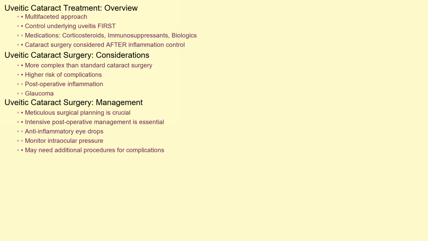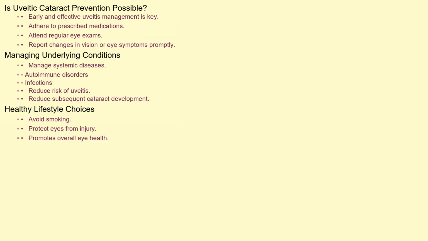The treatment of uveitic cataracts is multifaceted. The primary goal is to control the underlying uveitis with medications like corticosteroids, immunosuppressants, or biologics. Once the inflammation is well controlled, cataract surgery can be considered. However, surgery in these cases is more complex than in standard age-related cataracts. There's a higher risk of post-operative inflammation, glaucoma, and other complications. Therefore, meticulous surgical planning and post-operative management are essential. This may include anti-inflammatory eye drops, careful monitoring of intraocular pressure, and in some cases, additional procedures to manage inflammation or other complications.